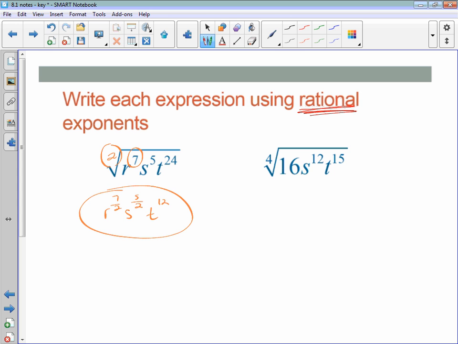The only thing you need to be careful of on the second one, that's just a number in front. Remember, we aren't doing 16 divided by 4. You are doing the 4th root of 16. So what is the 4th root of 16? 2. Okay, so it's going to be 2, and then s to the 3rd, t to the 15/4. Okay?